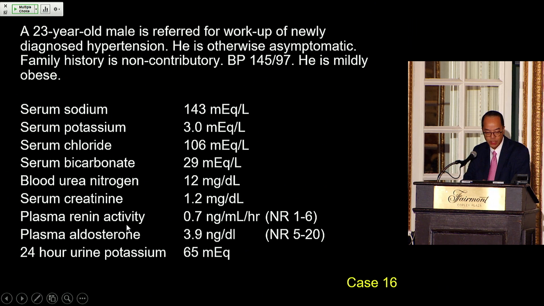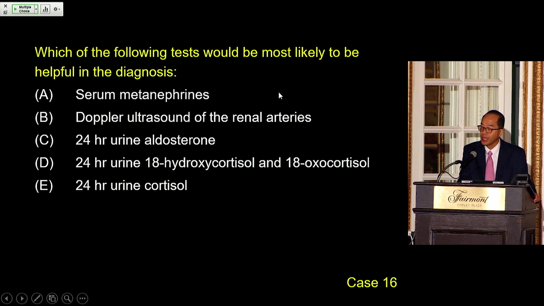Okay, next. A 23-year-old male is referred for workup of newly diagnosed hypertension. He's otherwise asymptomatic, family history non-contributory. That's his blood pressure. He's a little bit obese, and he's got a K of 3, bicarb of 29, renin is 0.7, aldo is 3.9, and 24-hour urine K is 65. Which of the following tests would be most likely to be helpful in this diagnosis? Is it serum metanephrines, Doppler of the renal arteries, 24-hour urine aldo, 24-hour urine 18-hydroxy and oxocortisol, or 24-hour urine cortisol?